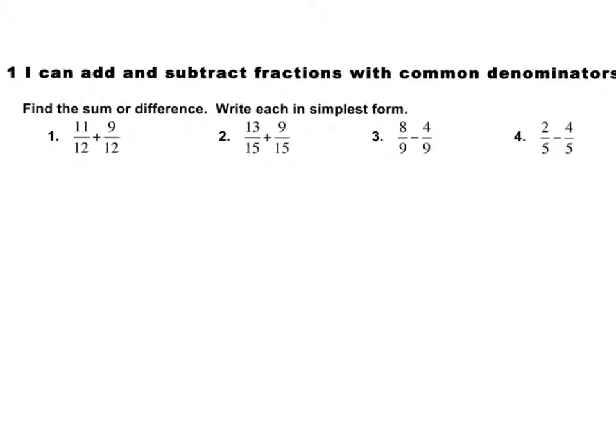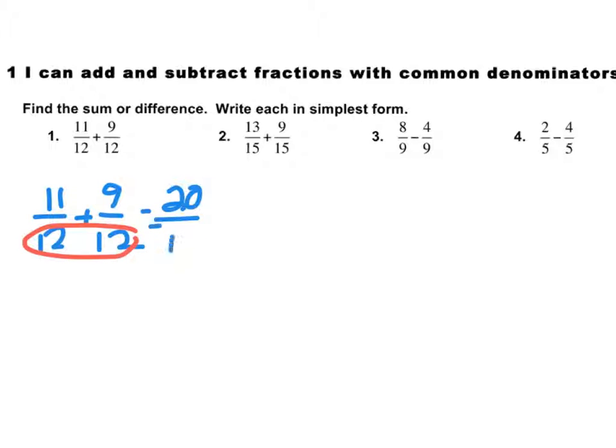It says find the sum or difference and then write each in simplest form. So I'm going to have 11 all over 12 plus 9 all over 12. And now remember, when you're adding or subtracting fractions, you need to have that common denominator, meaning that they need to be the same. So since I have a denominator that is the same, I'm just going to add 11 plus 9 and I'll get 20, and that will be all over 12.